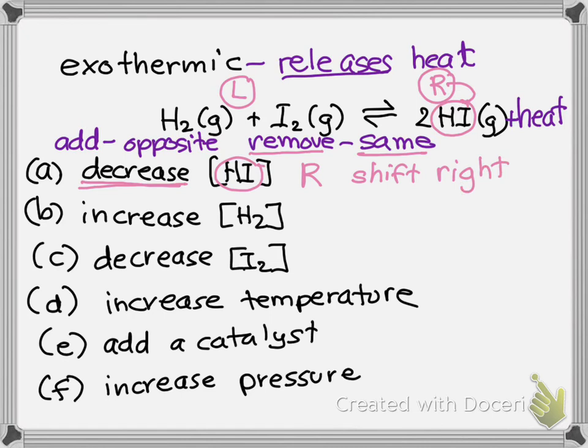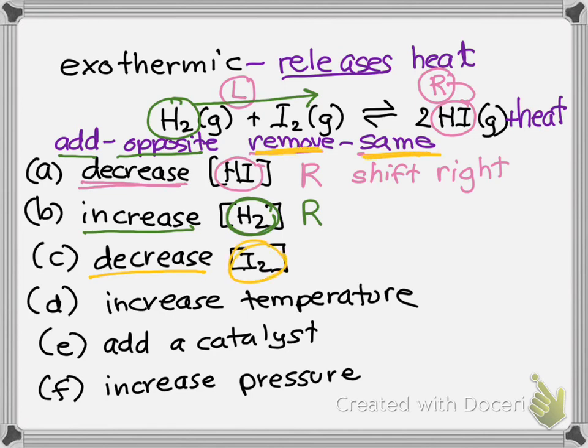Now I can go to this one, increase, which means add. It's going to go to the opposite. This time it's the concentration of H2. H2 is on the left side, so it's going to go to the opposite, which would be to the right side. Decrease, which means remove, it's going to go on the same side. I find I2, which is right here on the left, the reactants. So it's going to go to the same side since I'm removing it, so it's going to go to the left.